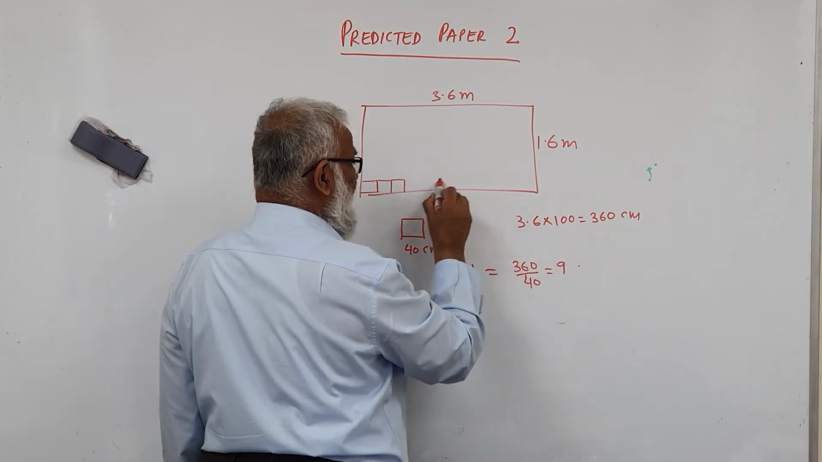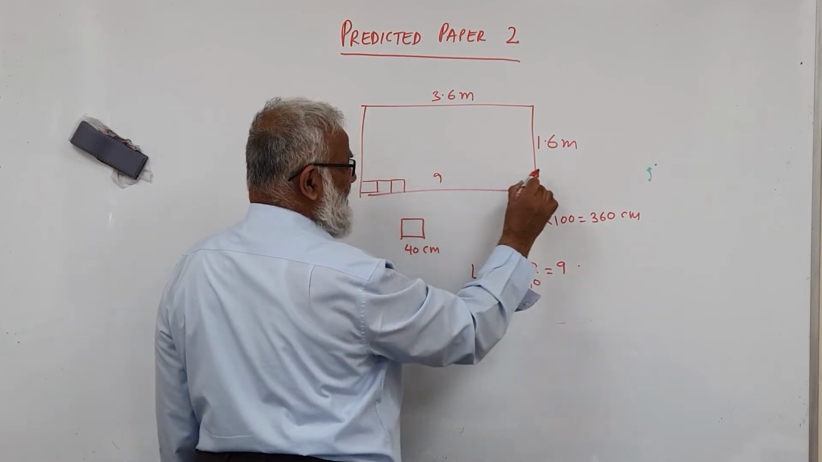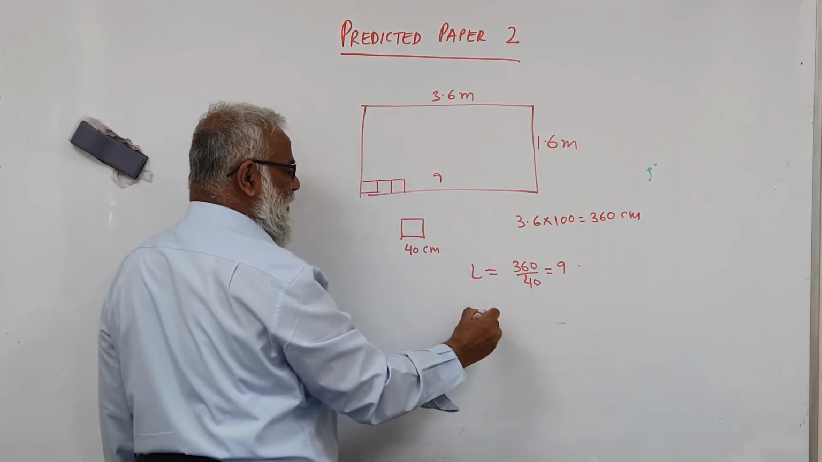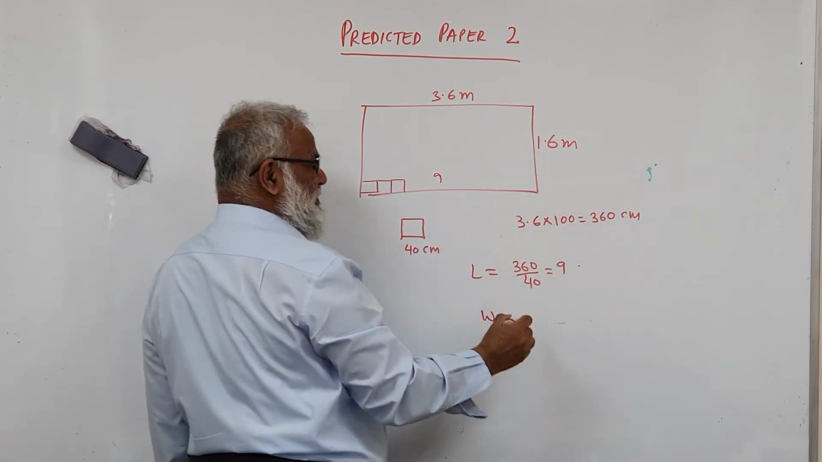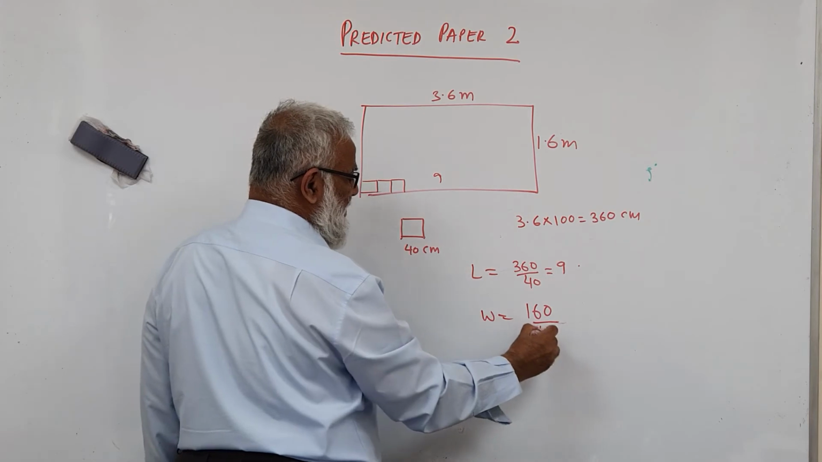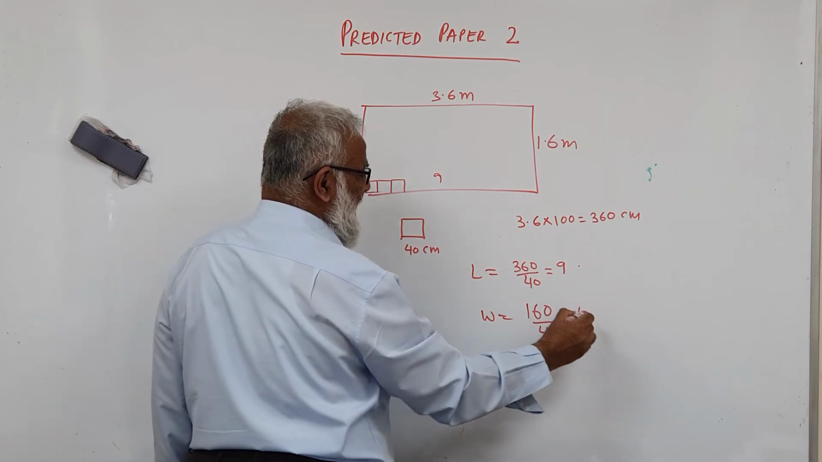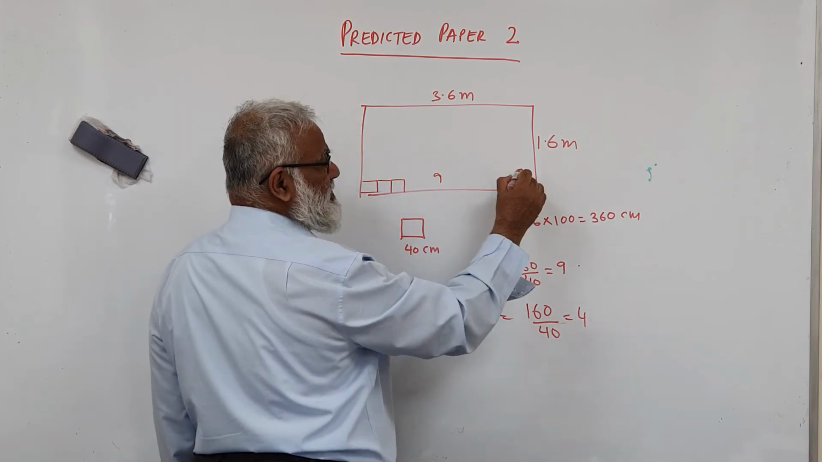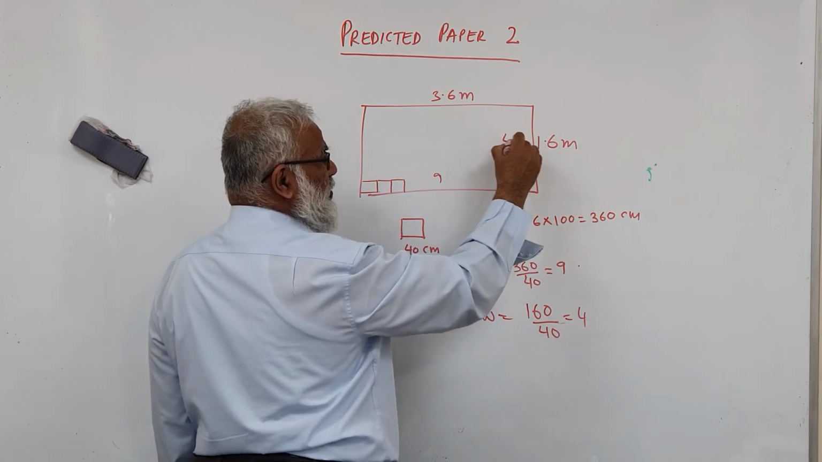Right? So there are 9 slabs I can fit here. Similarly, I change the width: 1.6 meter is 160 centimeter. Divide by 40 again, so the answer will be 4 slabs.